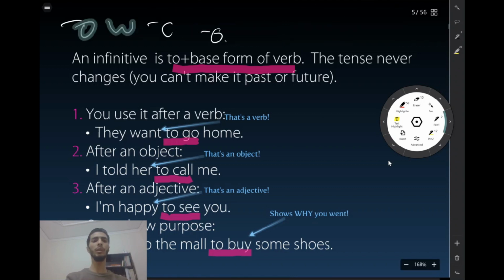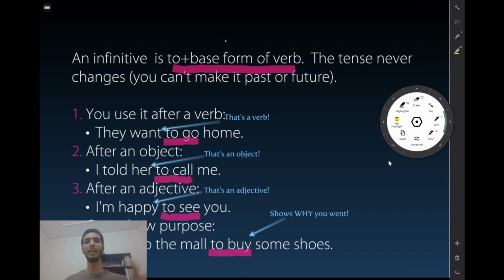Now let's talk about this more in details. Now the tenses, or the tense, never changes. You can't make it in the past or future لأنه أصلا because it is the infinitive. باللغة العربية مصدر الفعل، لا يمكن تحويله إلى الماضي أو المستقبل، يستعمل كما هو في الجملة.